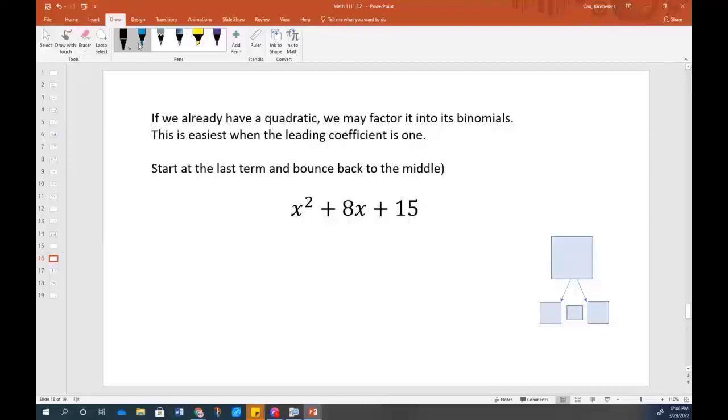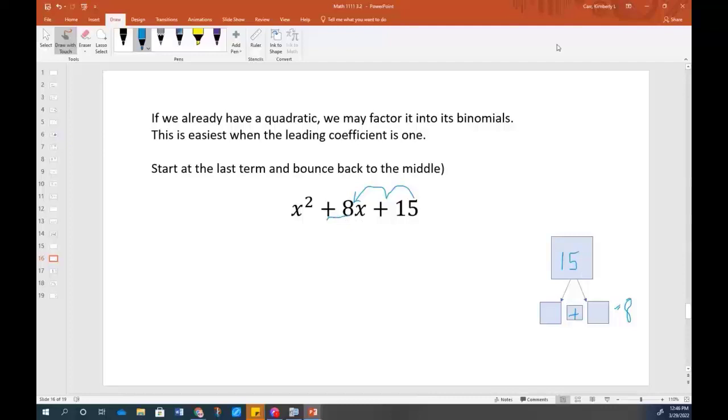Just going through the review of factoring, what is it that I've been doing to figure this out? And you've heard me saying it, but what you want to do is, if your leading coefficient is 1, start at the back and just kind of bounce forward. So you'll hear me say, what multiplies to 15 but adds to give me 8? That is what I'm doing with that last term and then bouncing backwards to the front. Now it is a positive 8 because of this plus here.